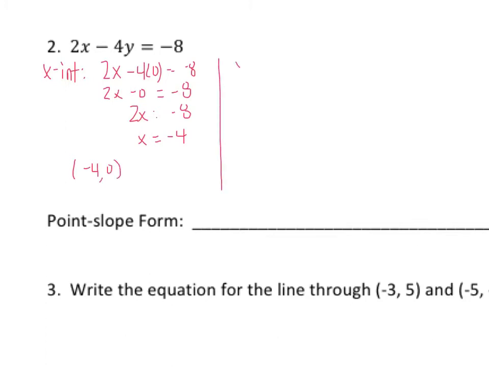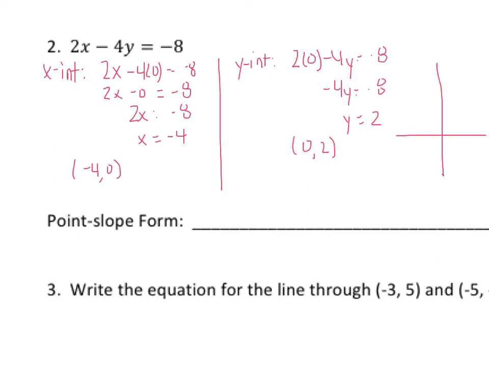Let's get our y-intercept. So y-intercept: 2 times 0 minus 4y, and that equals -8. So we have -4y equals -8. So that means that y is equal to positive 2. So my y-intercept is at 0, 2. Let's go ahead and sketch our graph. At -4, 1, 2, 3, 4, I have a point, and at 2 on the y-axis I have a point, and we can go ahead and connect our dots, and there is our line.